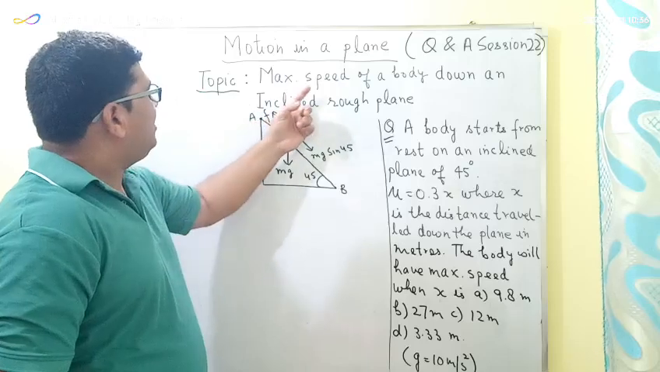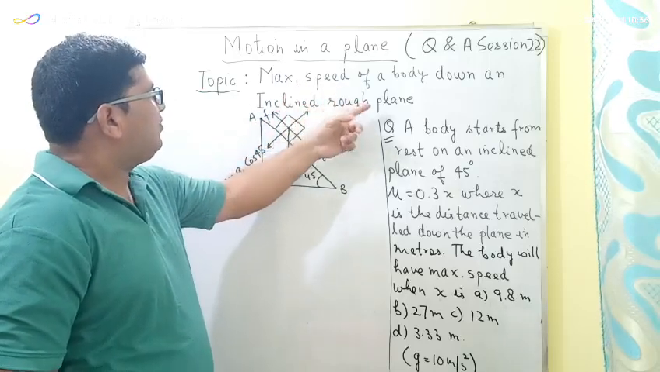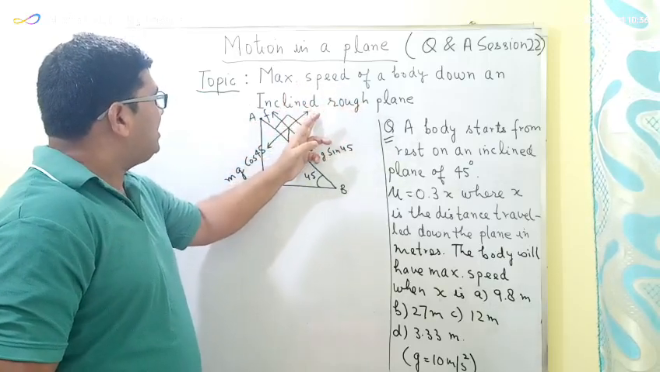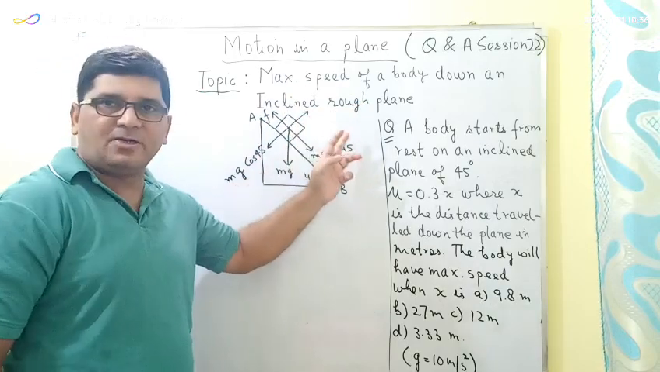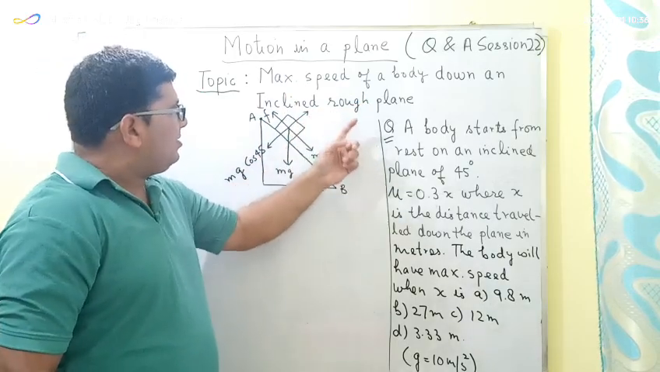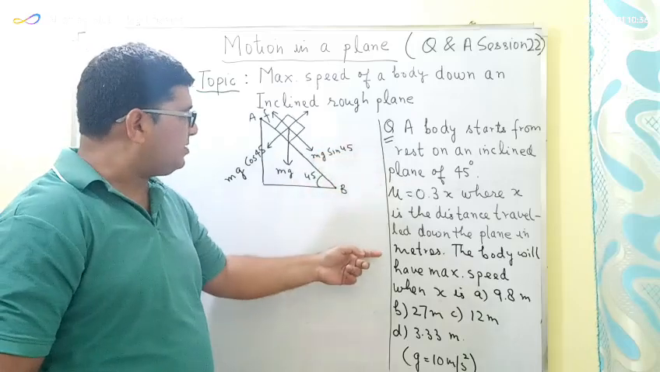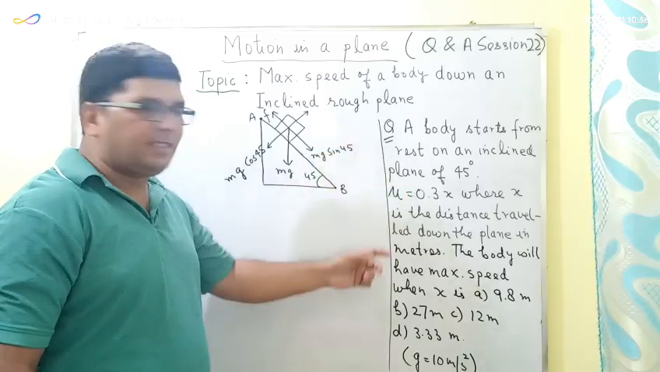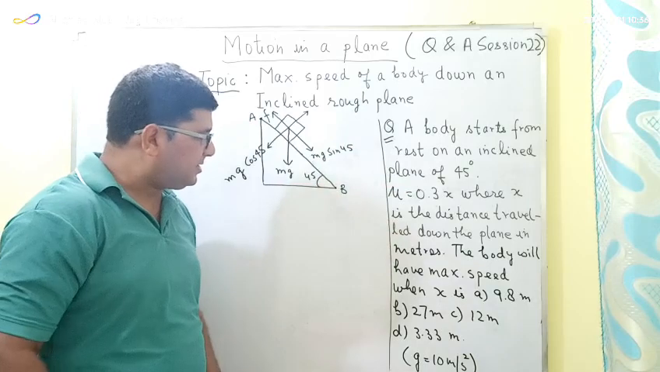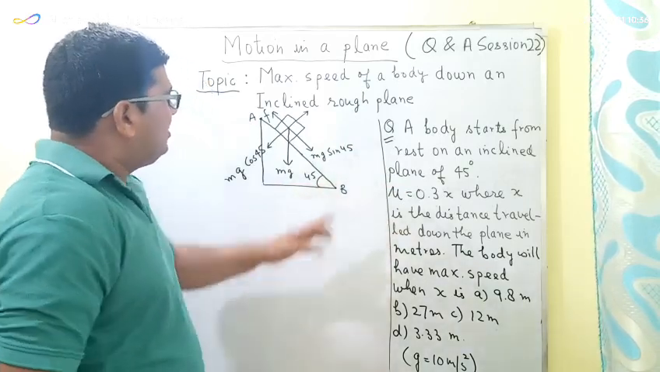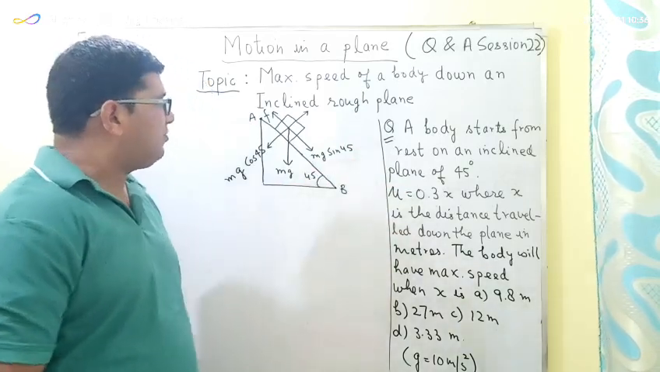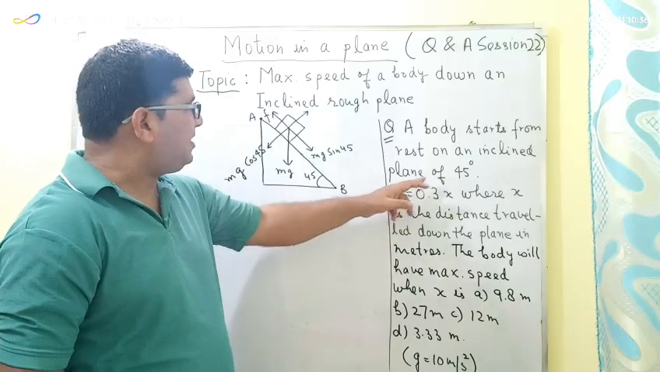The topic is the calculation of the maximum speed of a body which is moving down in this inclined rough plane. Based on this topic, I have selected one question which was asked in the IIT Mains examination in 2013. The question is: a body starts from rest on an inclined plane of 45 degrees.